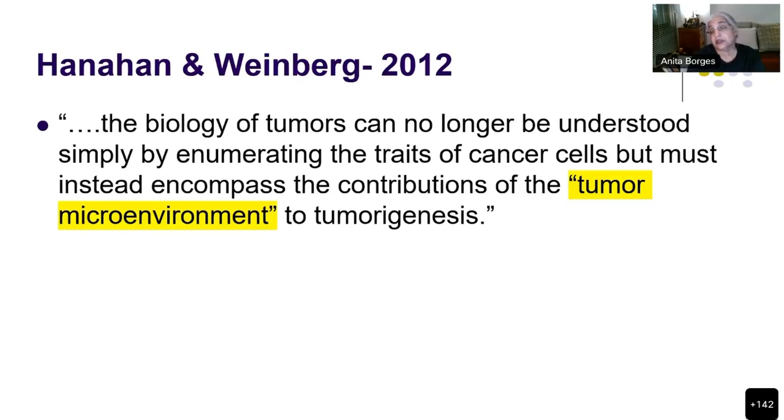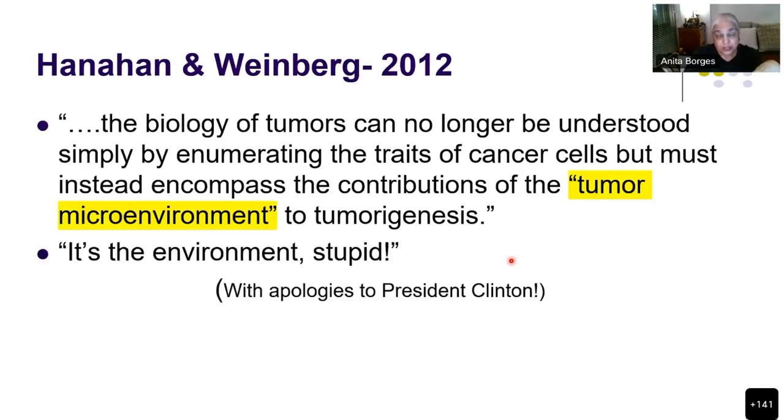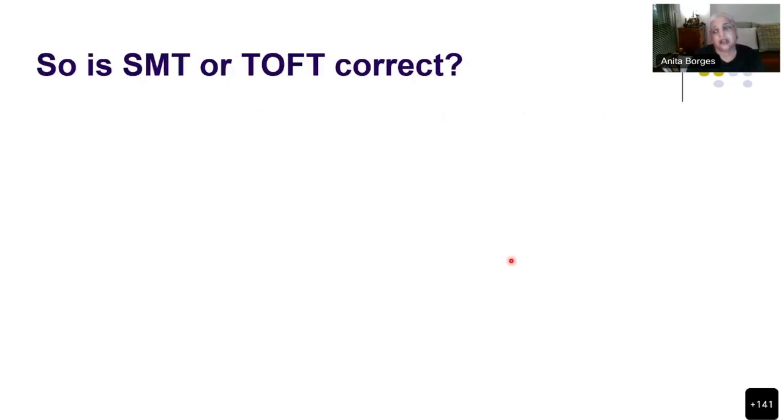Okay? And we talked about Hanahan and Weinberg. They're slowly coming around to the theory. They haven't abandoned their somatic mutation theory, but they say that the biology of tumors now has to be understood not only in terms of the cell, but the tumor microenvironment, okay? How much that contributes to tumorigenesis. And I don't know how many of you know the famous quote by President Clinton. When he was asked what is wrong with America, he said it was the economy, stupid. And in this case, it is the environment, stupid, which we are not paying attention to.